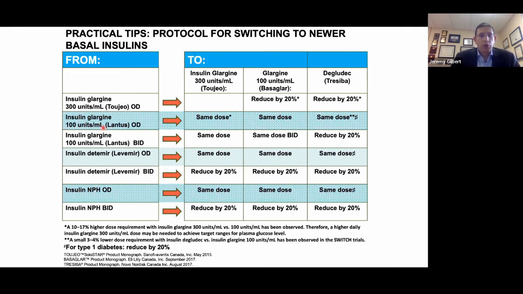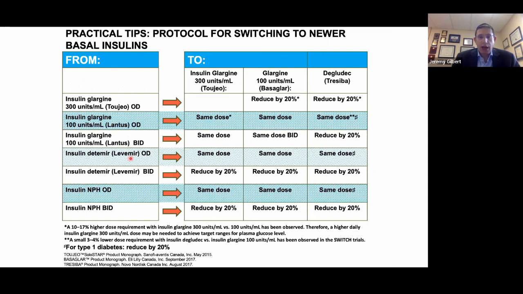If they're on Lantus or Basaglar that is being dosed once a day, you can use the same dose if you're switching to Toujeo, to Basaglar, or to Tresiba. However, if they're on BID glargine U100, then if you're going to Tresiba, you may reduce the dose by 20%. If you're switching to Toujeo, again, you could keep them on the same dose. You could also consider reducing by 20%. So when they're on BID, that's where you can open the discussion around reducing by 20%.